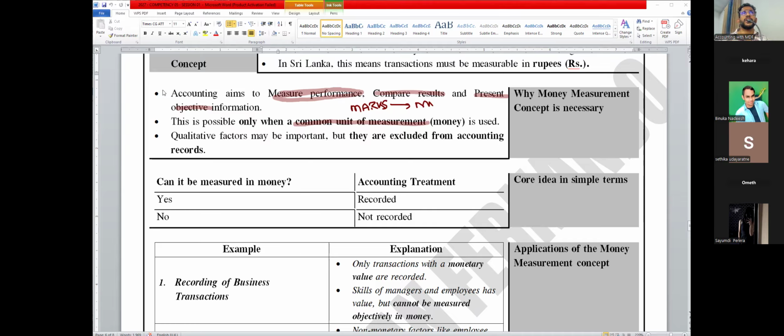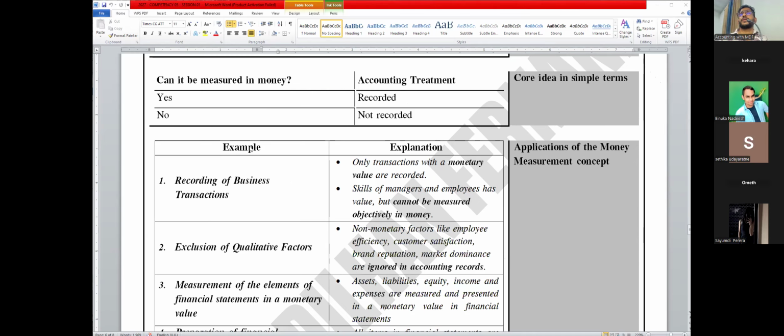Core idea of the concept. The first question: can it be measured in monetary terms? The answer can be of two types, yes or no. If the answer is yes, that is recorded. If the answer is no, it is not recorded. Very simple. This is the core idea of the concept of money measurement.